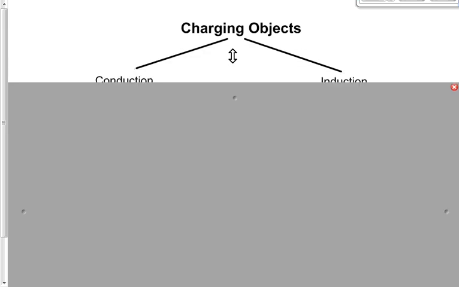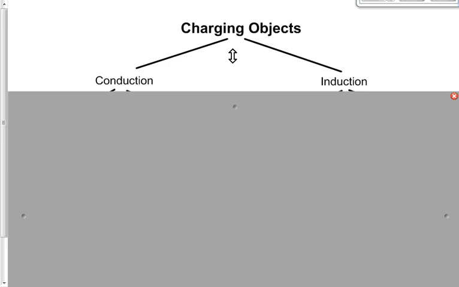Yesterday we took that next step from the fact that we have charged objects to how do we get charged objects. There were two ways that we identified yesterday of charging objects. What were those two ways? Charging by, Daniel? Maddie? Induction and conduction. Good. Charging by induction and conduction.